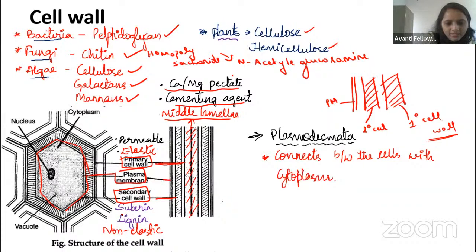And here you can see the secondary cell wall consisting of suberin and lignin, and those are non-elastic. So the primary cell wall is elastic guys. It is not made up of suberin and lignin. The primary cell wall is made up of only cellulose. When you are talking about the secondary cell wall, it is made up of lignin and suberin. Those are non-elastic.